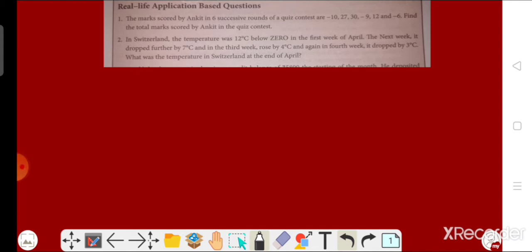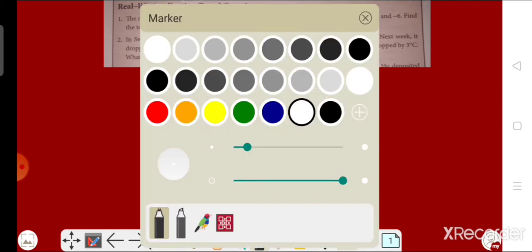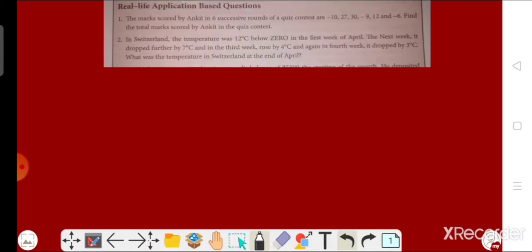Today we will start our exercise 1.4. In this exercise you will learn, beta, how you can apply the multiplication, division, subtraction and addition of integers in your daily life. Okay. So what is the first question?